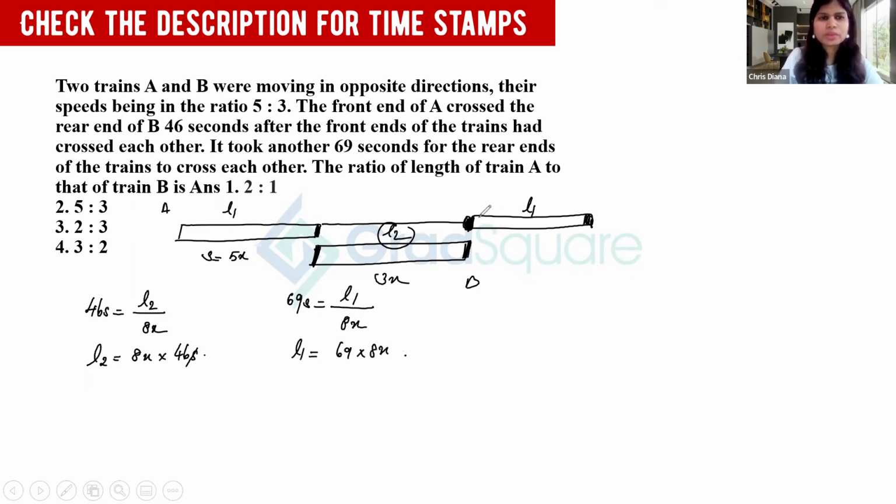Now let's go with the question. What have they asked us? The ratio of the length of train A. Train A is nothing but L1. So 69 into 8x is to the train B's length. That's going to be now 8x into 46 here. So 8x gets cancelled out. 23 will go here 2 times and 23 will go here 3 times. Ratio is 3 is to 2. I go with option 4.